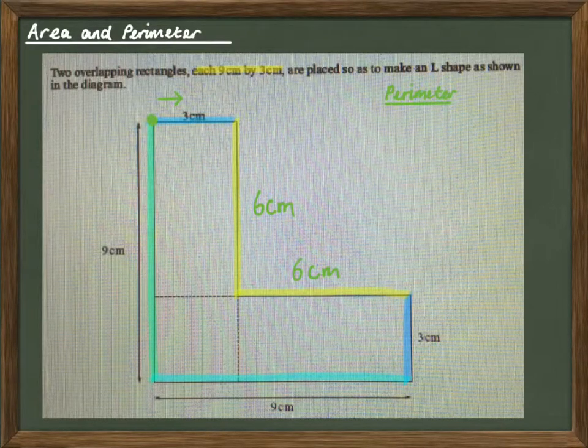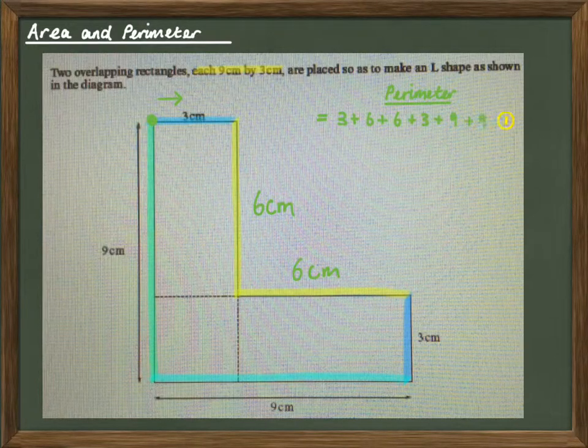Now, write down all your workings because it is worth a mark if you go wrong. So basically 3 plus 6 plus 6 plus 3 plus 9 plus 9, and then back to the start. That's worth your second mark.